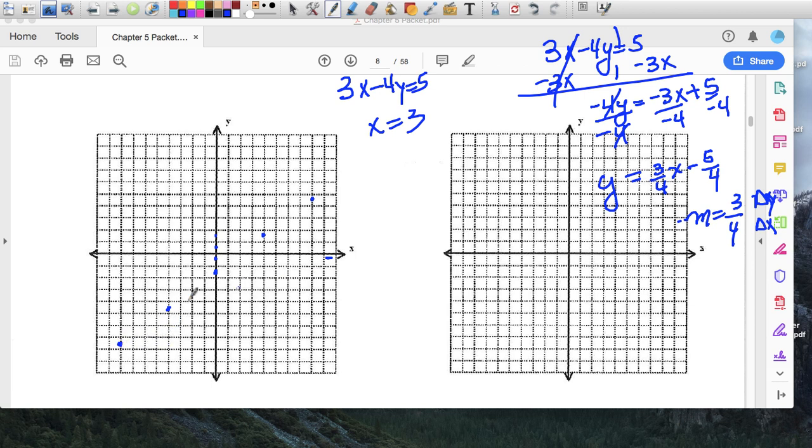Well, I would connect these, right? This is my line. I definitely know it's a positive slope, and I get y equals 3/4 x plus minus 5 over 4, because my intercept is over here a little bit. It's actually, the intercept is negative 1 and 1/4, or negative 1.25.